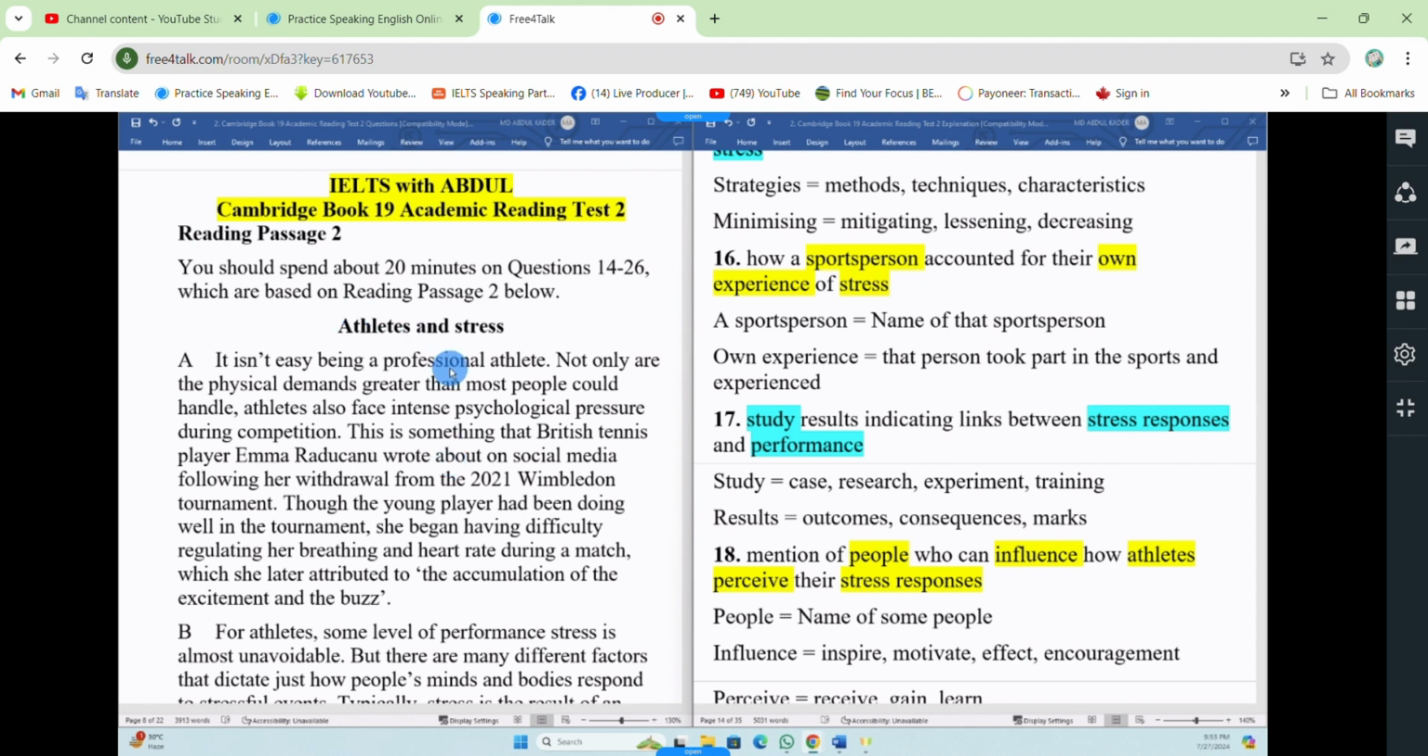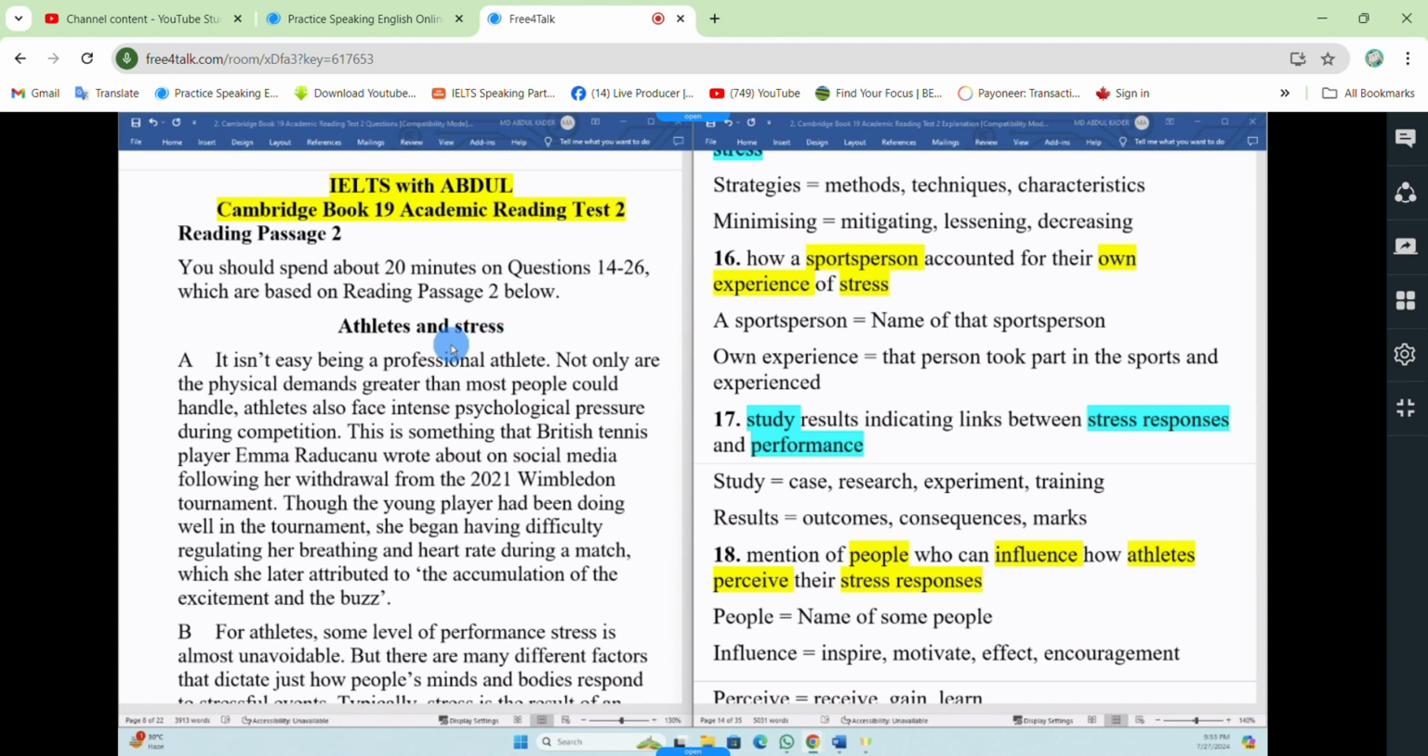So what is an abstract passage? Abstract means a kind of object that we can't see but we can feel. So here the proper meaning, athletes and stress. Stress is a kind of feeling or emotion that we can't see but we can feel. So generally this type of passage is harder to understand properly.